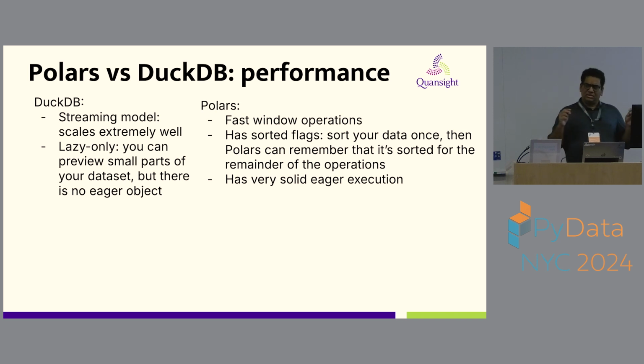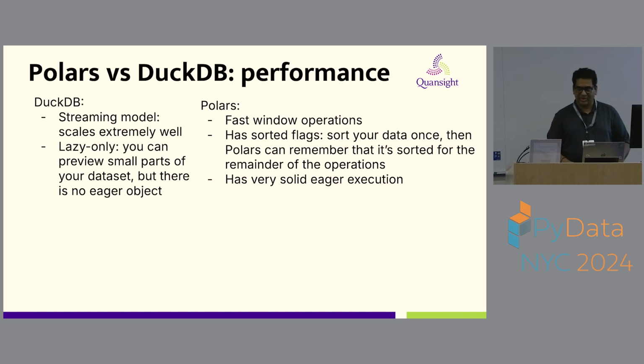Again, DuckDB, it's not got row ordering. So certain things like windowed operations and stuff are a little harder, because if you're doing a windowed operation, you need the ordering. And so it doesn't do quite as well. Polars has very fast window operations. You can also do things like sort your data once. Polars remembers it's sorted. And so you've got lots of little tricks in this.